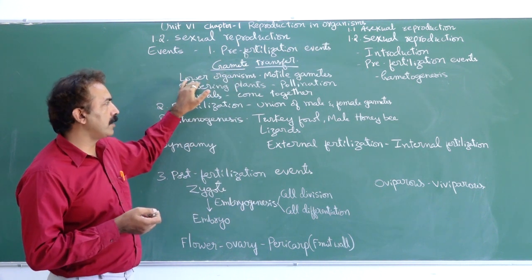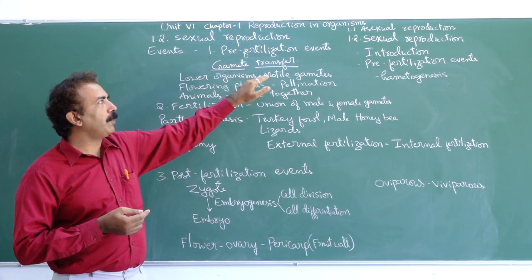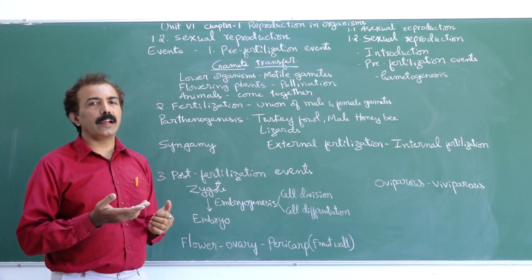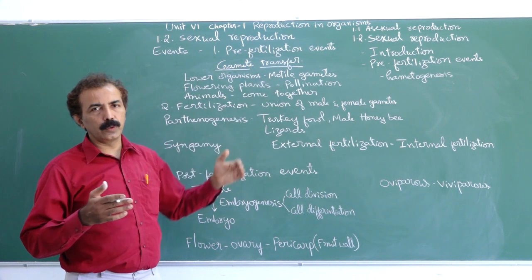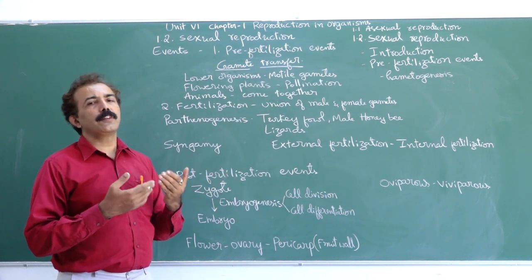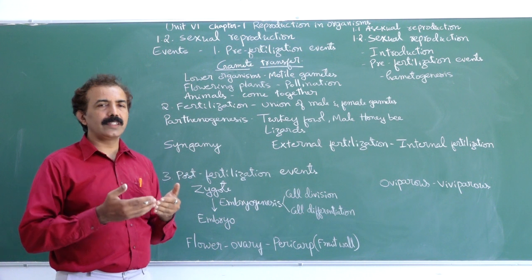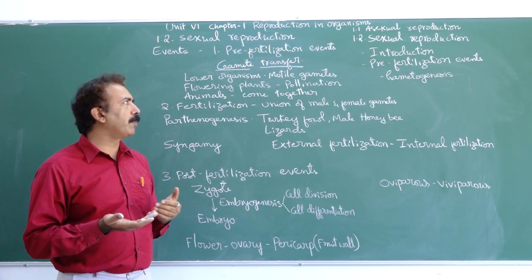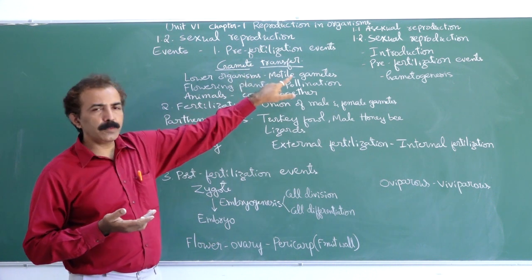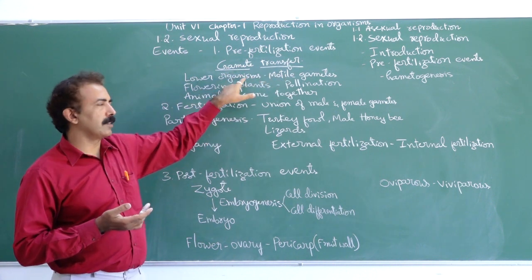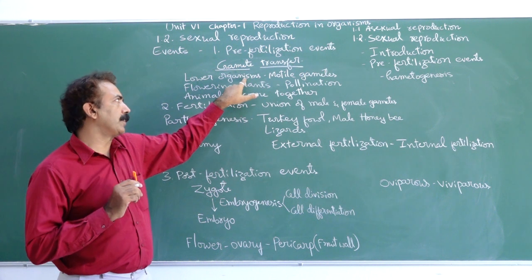In case of lower organisms, the male and female gametes both are motile, means they are capable of movement. So they move because of the chemical attraction, they move towards each other, and it is followed by fertilization. So gametes move by themselves in case of lower organisms. That is how they achieve gamete transfer.